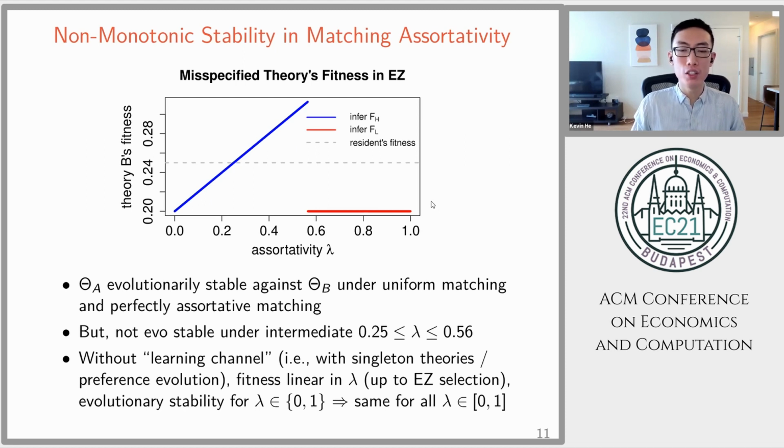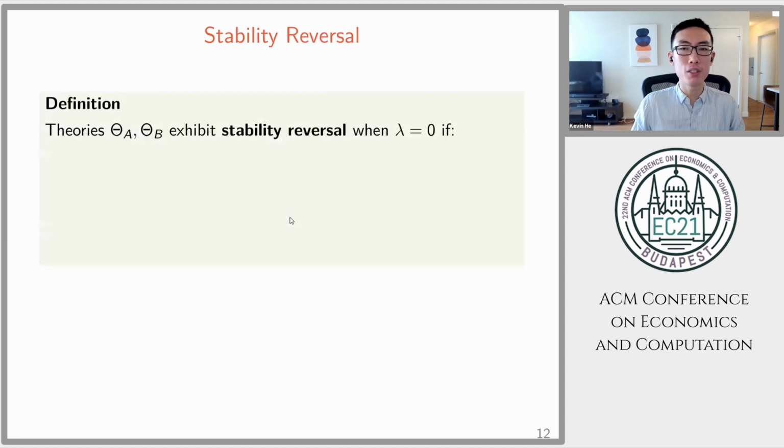This cannot happen without a learning channel. It turns out that without a learning channel, fitness will always be a linear function of lambda. And so being evolutionarily stable for the extreme points also means you're evolutionarily stable for all of these lambda.